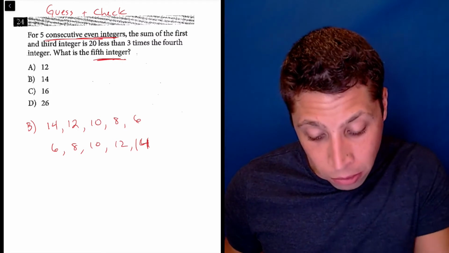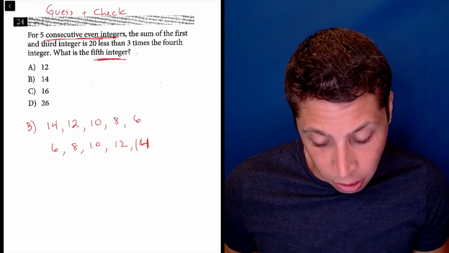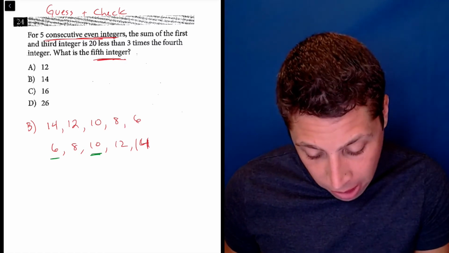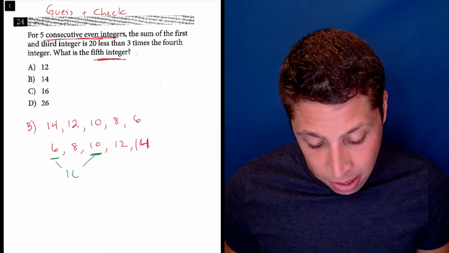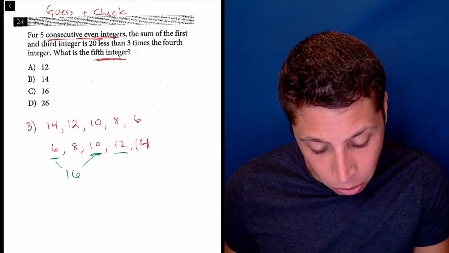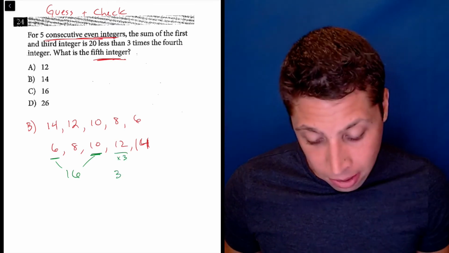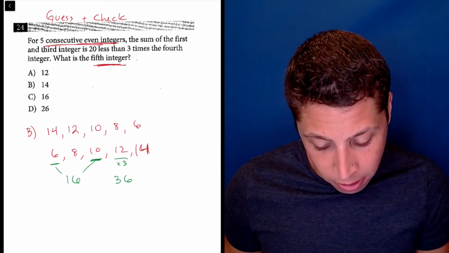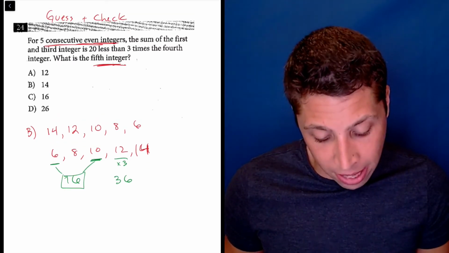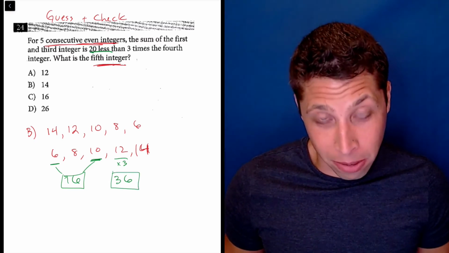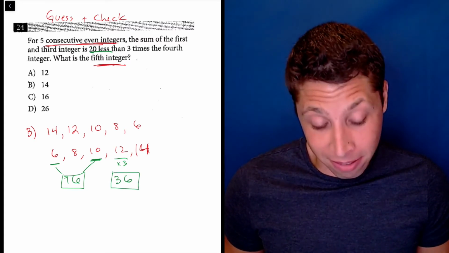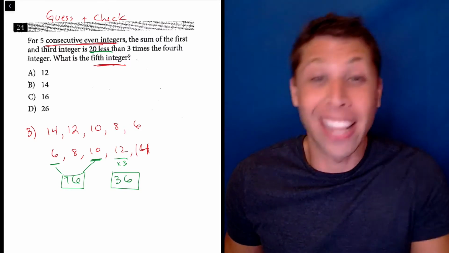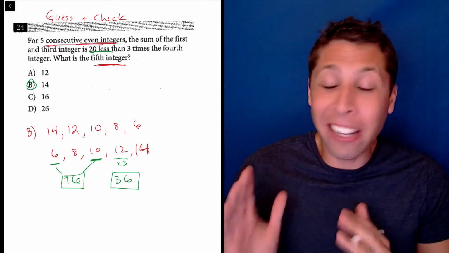The sum of the 1st and 3rd integer, 1st and 3rd, is 20 less than 3 times the 4th. Okay, so the sum of 6 and 10 is 16. The 4th times 3 would be 36. So the sum of the 1st and 3rd, that's right here, is 20 less than 3 times the 4th. Well, 16 is 20 less than 36. I'm done. That's it.